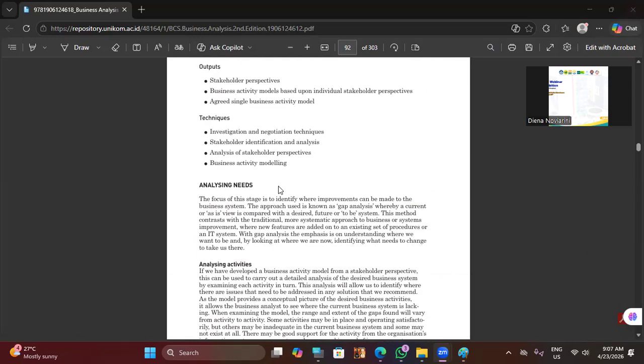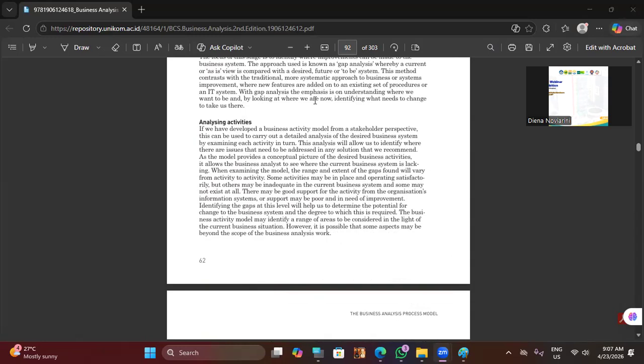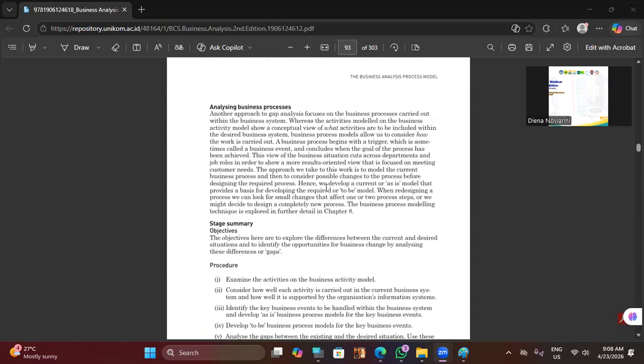The analyzing needs stage is to identify where improvements can be made to the business system. The approach used is known as gap analysis, whereby a current or as-is view is compared with a desired future or to-be system. When we are analyzing activities, we have developed a business activity model from a stakeholder perspective that can be used to carry out a detailed analysis of the desired business system by examining each activity. However, it is possible that some aspects may be beyond the scope of the business analysis work.